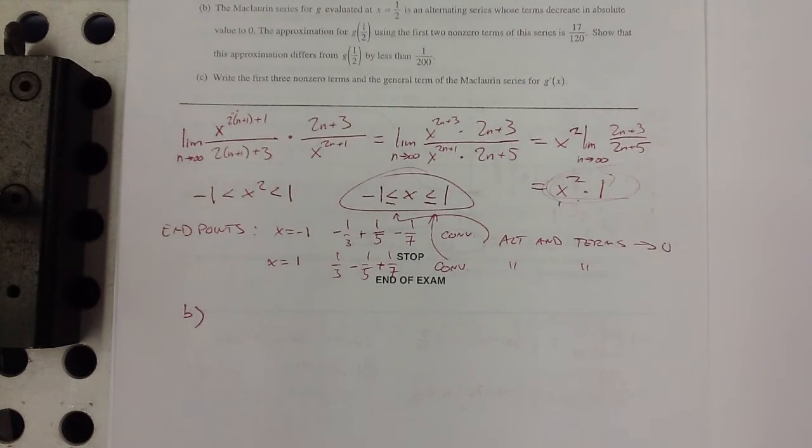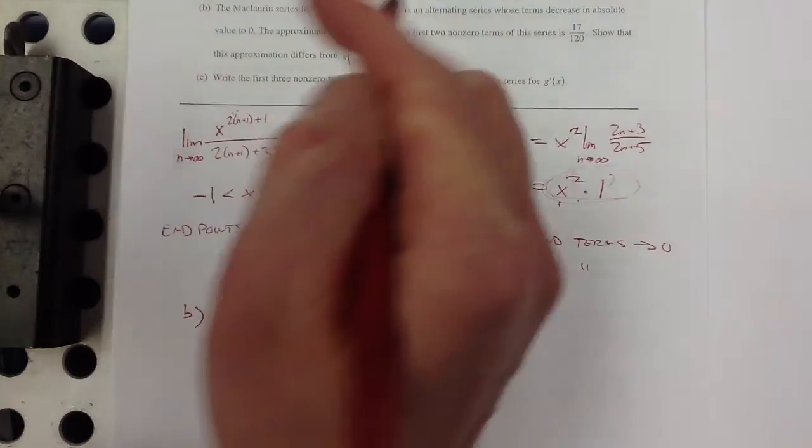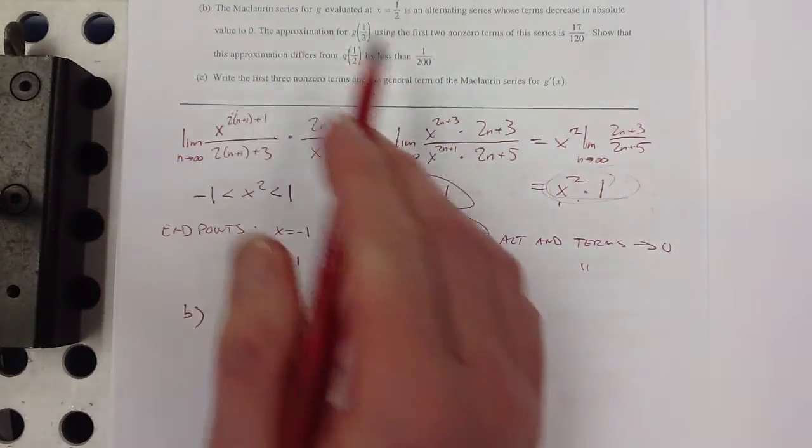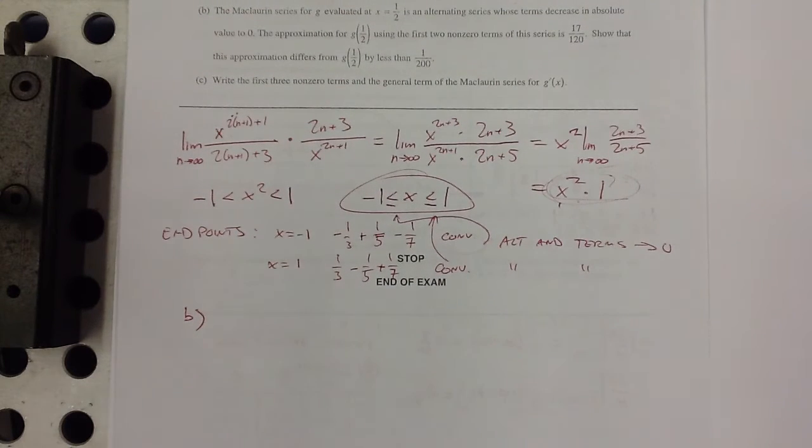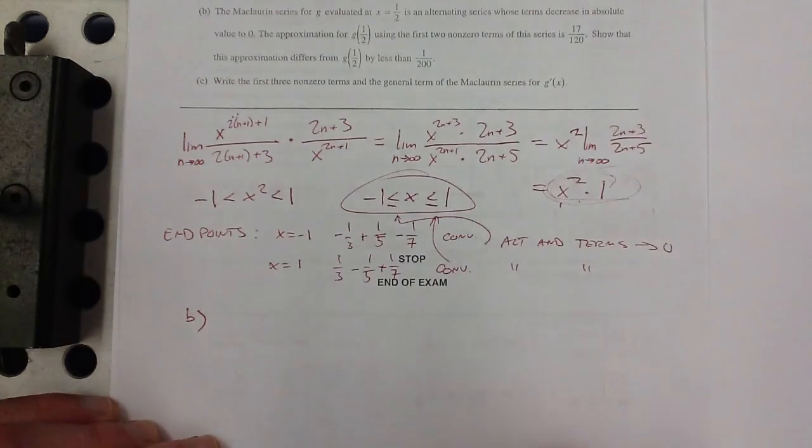The Maclaurin series for G is evaluated, and this is G, right? Yeah, this is the function for G. It's evaluated at x equals 1/2. It's an alternating series whose terms decrease in absolute value to 0. Hey, that means we can use the alternating series. The error bound is just the next term. So the approximation for G of 1/2 using the first 2 non-zero terms of this series is 17 over 120. I don't know why they're telling us all this stuff, because we could do that, right?